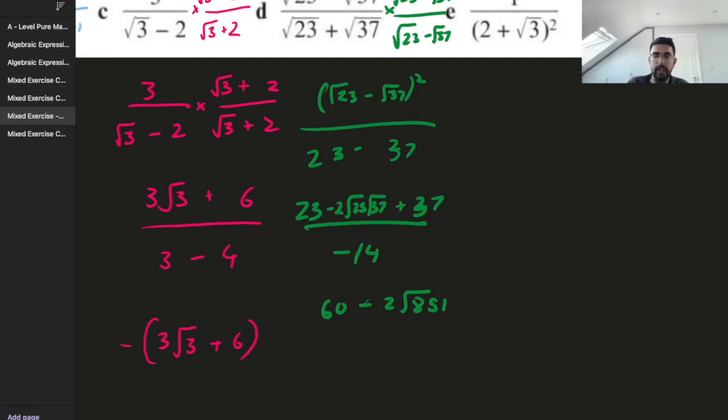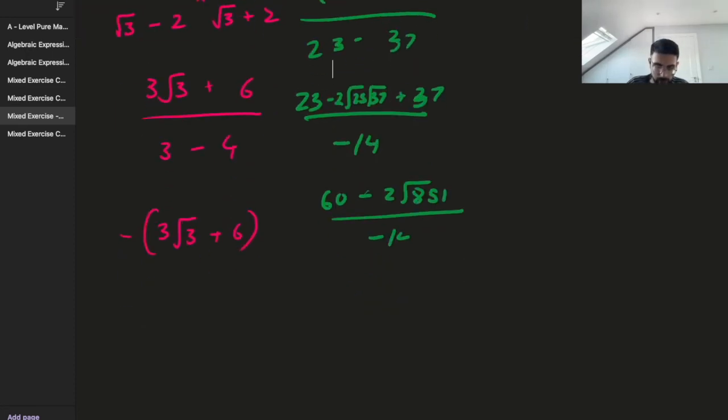over minus 14. And since everything is divisible by 2, I'm going to cancel this down further. So it's going to be 30 minus root 851 over minus 7. And we can leave our answer in this format.